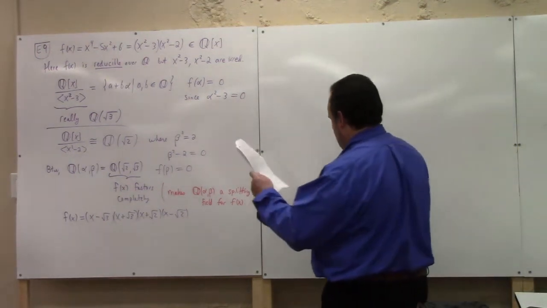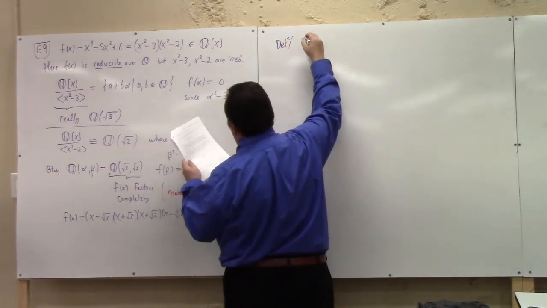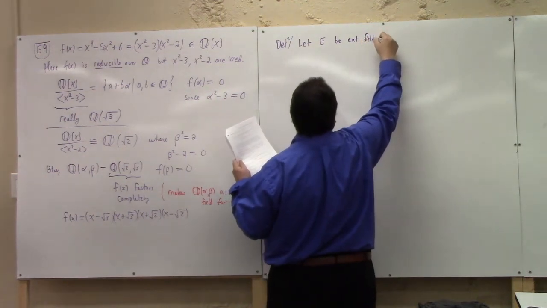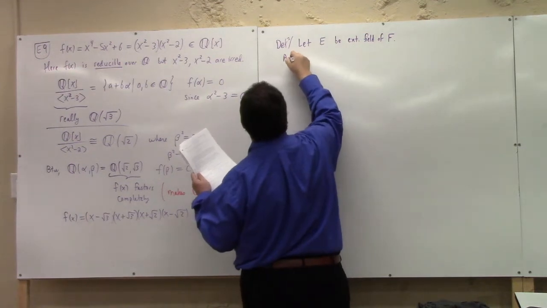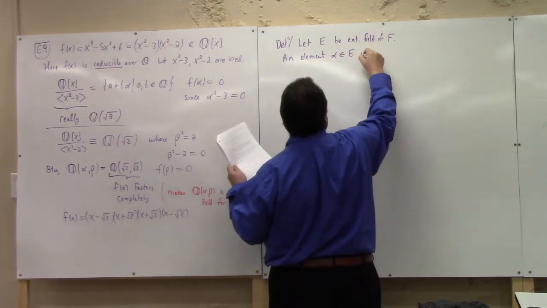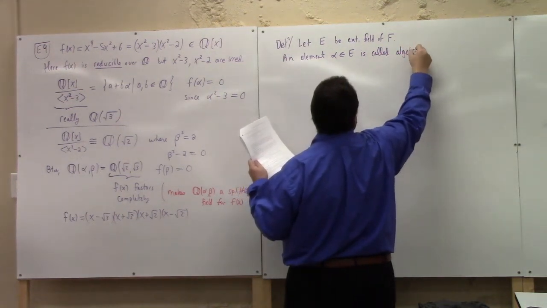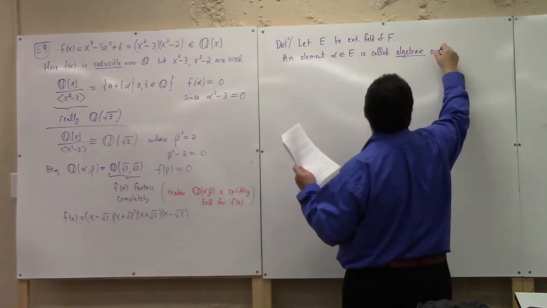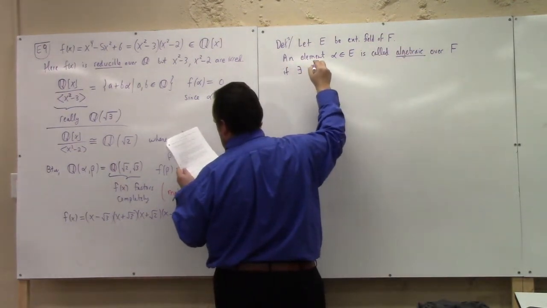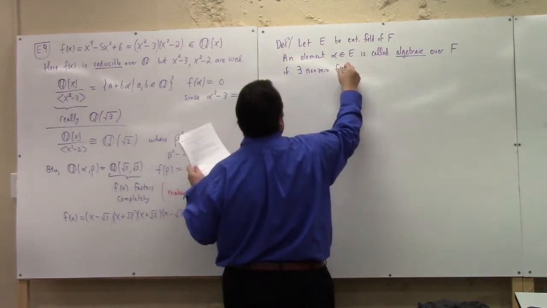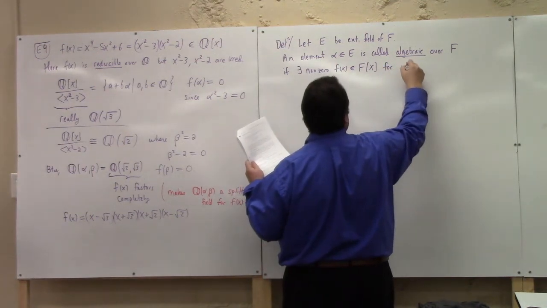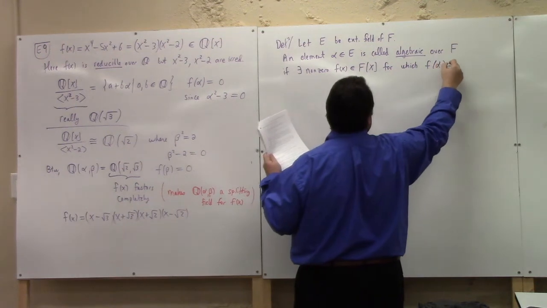All right, so it seems like we're due for a definition. Let E be an extension field of F. An element alpha in E is called algebraic over F if there exists a non-zero f of x with coefficients in F for which f of alpha is equal to 0.